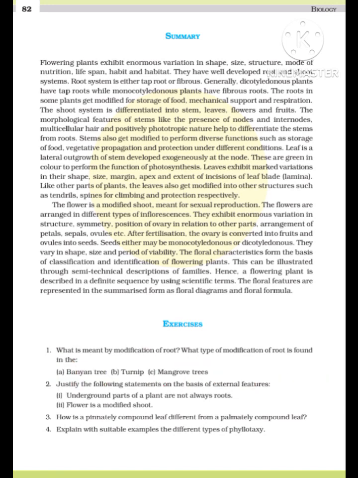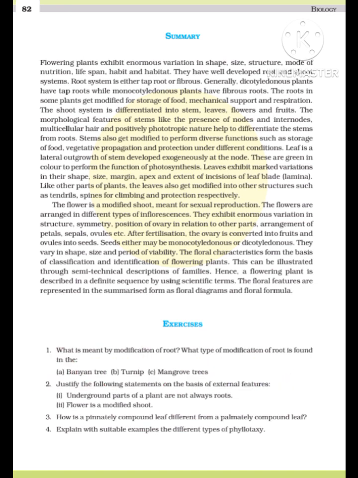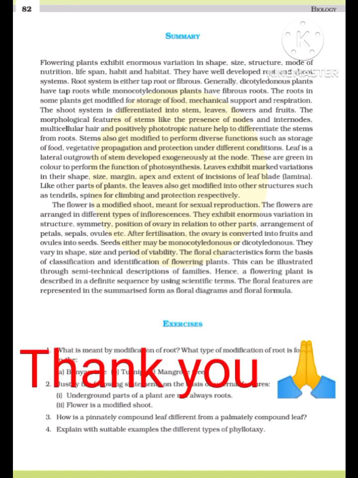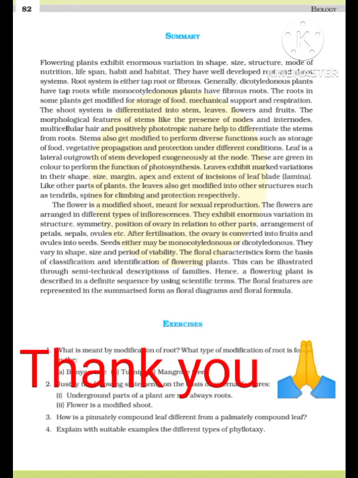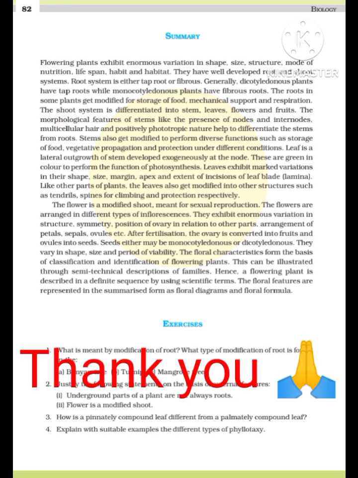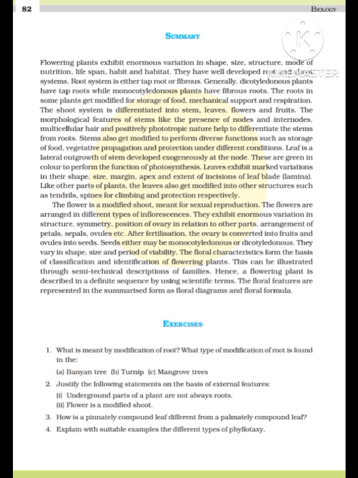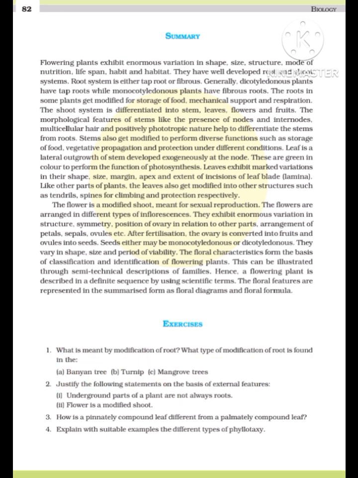Summary: flowering plants exhibit enormous variation in shape, size, structure, mode of nutrition, lifespan, habit, and habitat. They have well-developed root and shoot systems. Root system is either taproot or fibrous. Generally, dicotyledonous plants have taproots while monocotyledonous plants have fibrous roots. The roots in some plants get modified for storage of food, mechanical support, and respiration. The shoot system is differentiated into stem, leaves, flowers, and fruits.